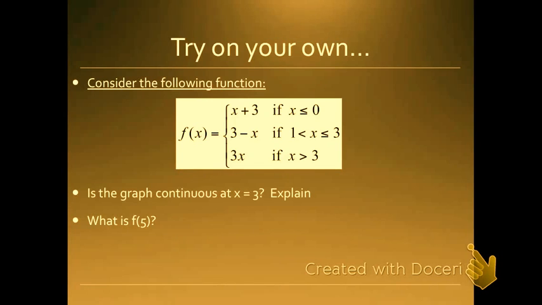So think about this one on your own. You might need to sketch the graph. We want to know if the graph is continuous at 3, meaning do you have to pick up your pencil at 3 if you were tracing it. I'd also like to think about what the value of 5 will be in the function. Answer that in the Google Doc and make sure you let me know if you have any questions.